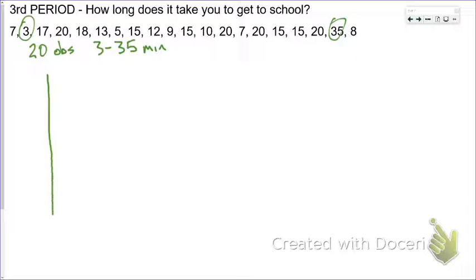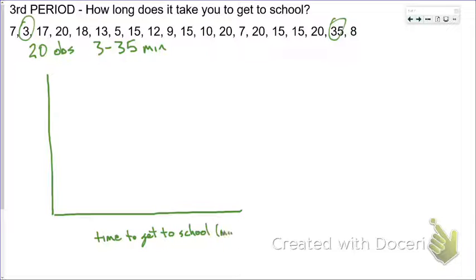So we're going to draw quadrant 1 of our graph. And at the bottom, this is our time to get to school, and we did that in minutes. And then we're going to have bars coming up out of the bottom. So we'll have bars like this. So each of those bars is a class. I have no idea how high they're going to be yet, so I'm going to erase that.